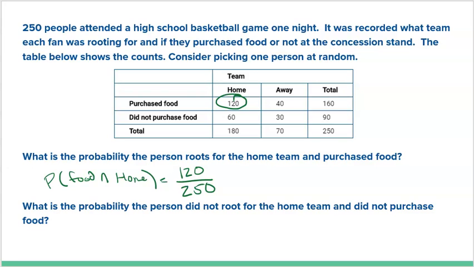All right, next question. What is the probability the person did not root for the home team and did not purchase food? All right, not rooting for the home team implies you rooted for the away team and did not purchase food. So that would be away team and did not purchase food. That overlap would be 30 people that overlap with both of those categories out of 250. I can't get any trickier than that.